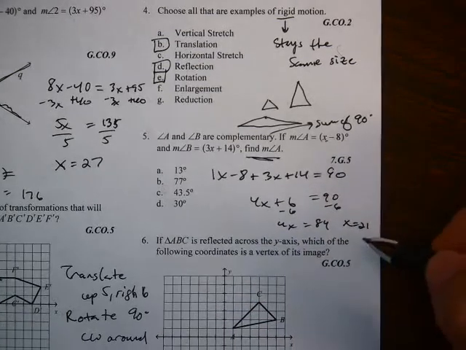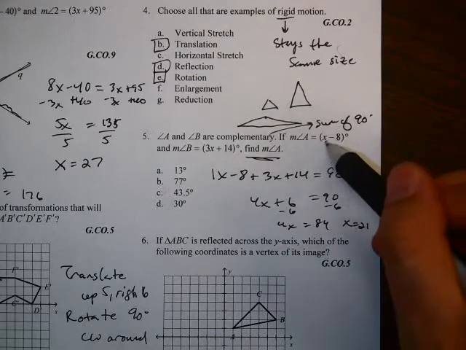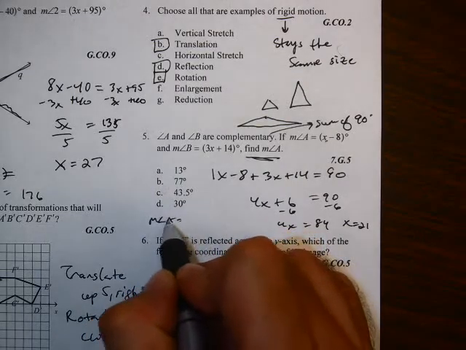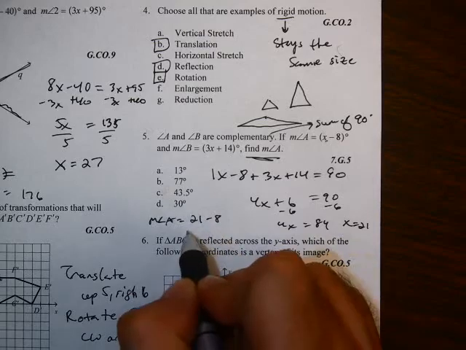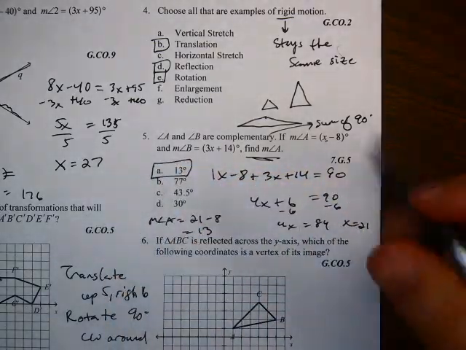And notice that 21 is not even one of my 4 answers there. So now I got to take that 21, I got to plug it in here. So for the measure of angle A, it becomes, instead of x minus 8, 21 minus 8. 21 subtract 8 is 13. So my answer is A, 13 degrees.